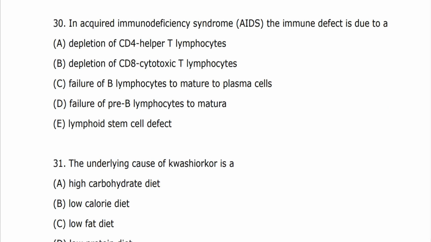In acquired immunodeficiency syndrome, the immune defect is due to depletion of CD4. So this is also an easy question because we already know that aside from doing the HIV RNA viral load, another way that this is prognosticated or followed up is the CD4 count, and that's because the HIV virus uses the CD4 cell DNA to actually replicate. So eventually it will deplete the body of CD4 cells. Okay, so A is our option.